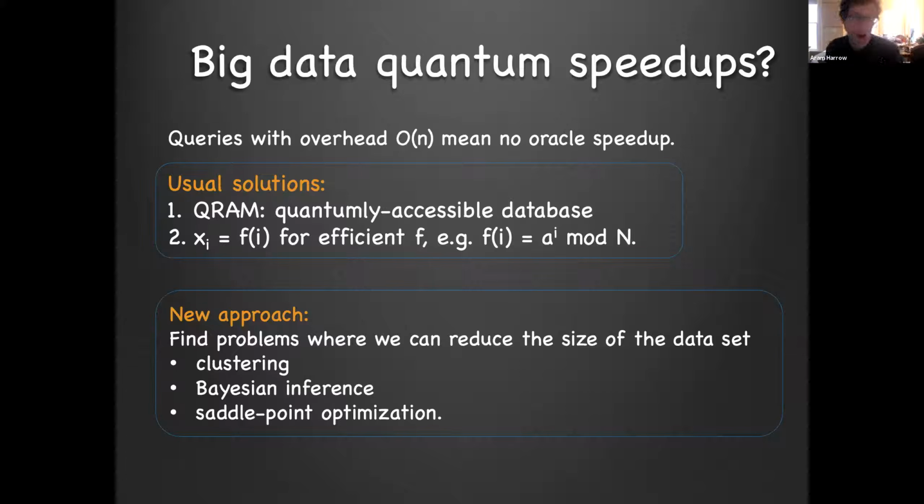What I'm going to talk about are ways that we can reduce the size of the data set and still get a meaningful speedup. So I'll talk about problems that are fairly natural problems like clustering, Bayesian inference, and saddle point optimization. So fairly general problems where you can make progress by reducing the size of your data set, and where you can usefully use a quantum computer without any kind of weird data assumptions.